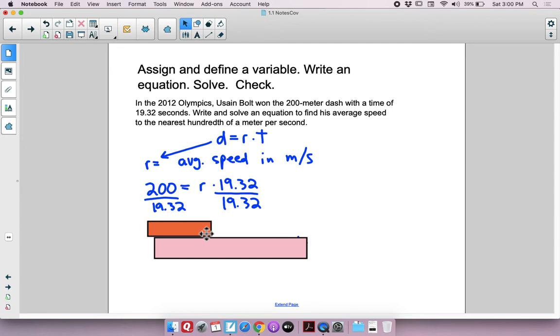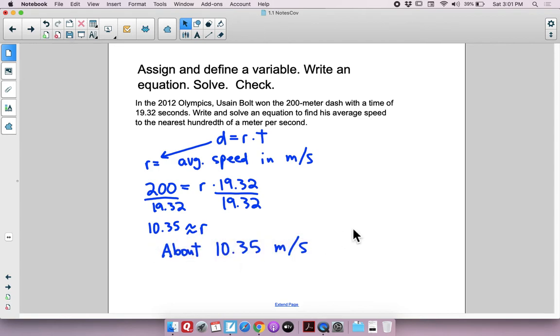19.32 is about 20, right? And so you should get an answer a little bit more than 10. Okay? And it said round to the nearest hundredth, so we did. Final answer is not just that. You want to label those answers. No naked numbers, right? I don't know. Is it 10.35 rubles? Pennies? Nails? I don't know. No, it's meters per second.